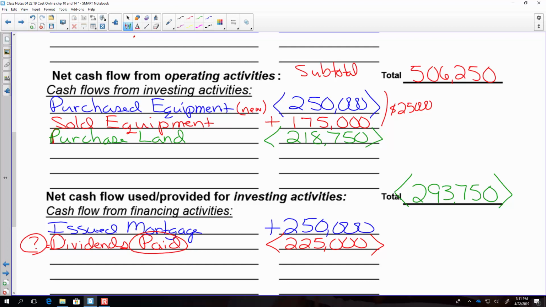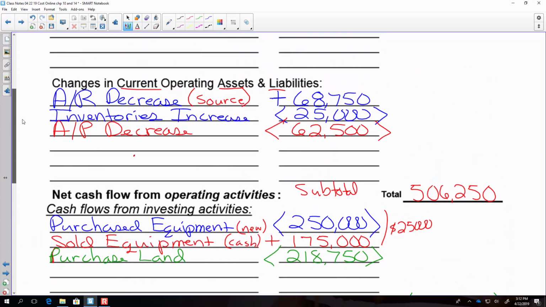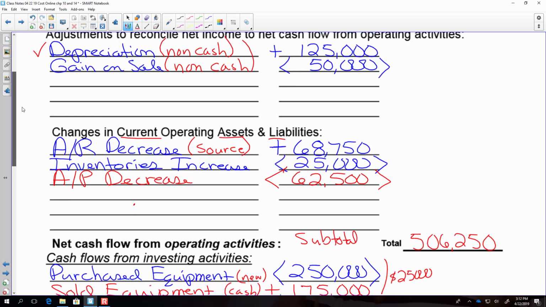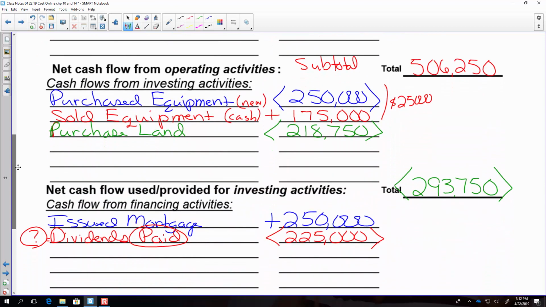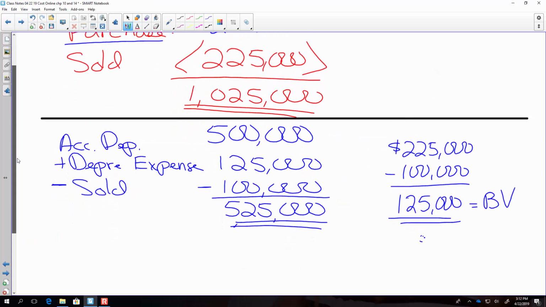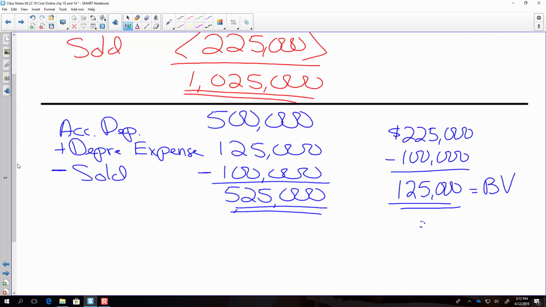Now, my next problem is, okay, if my equipment was sold, the cash that I'm receiving on my sale was 175,000. I knew I had a gain, right, on the sale of equipment of 50. So that must mean my book value was around 125. So now I have a template for that as well, right over here.